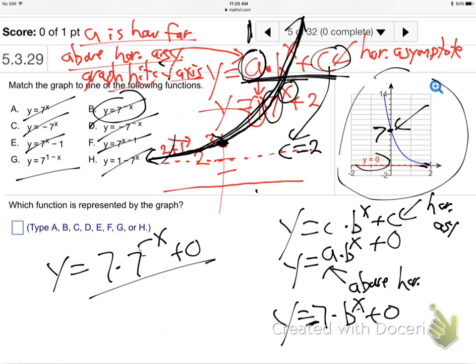Do you know that mathematically? Let me show you. So we're saying it should be this, because I told you the A is where it starts. It starts up at 7. The horizontal is 0. And the base for all of them would be 7 to the negative x because it's flipped. Now, why is that the same?